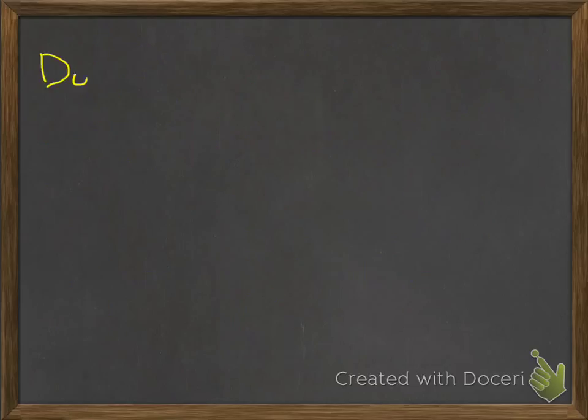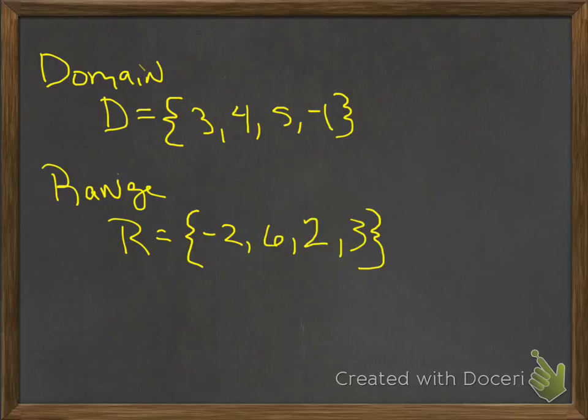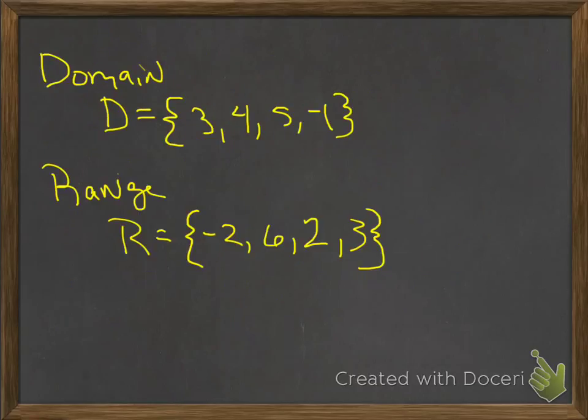Okay, and then the domain and range for those would be 3, 4, 5, and -1, and the range was -2, 6, 2, and 3. That's just basically what you saw, in order like that. Okay, so that covers some basic bits about relations. Realize that a relation is just a set of points, a group of points. We'll talk about the difference between a relation and a function later. But a relation is the most basic thing. It is a group of points.